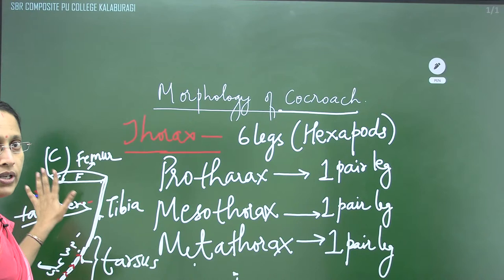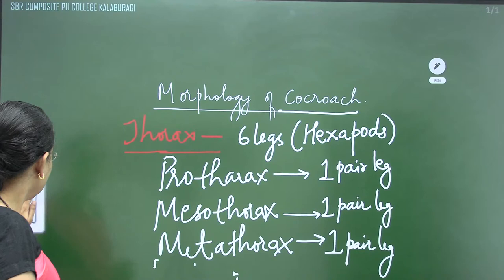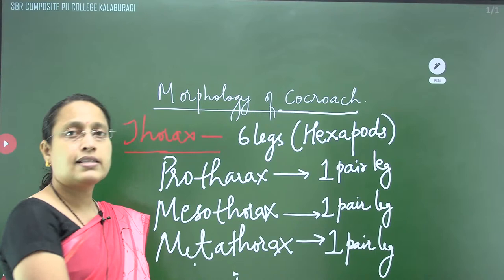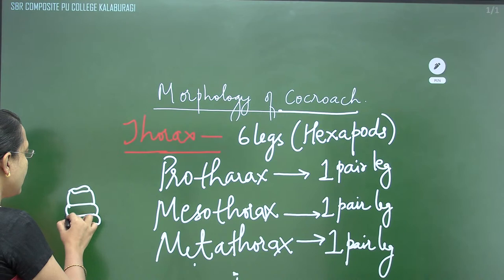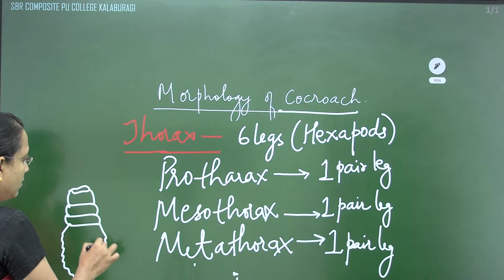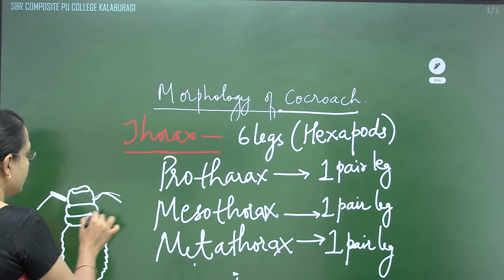Understand? So where are these legs present? They are present where the legs are attached. They are not attached to the head or abdomen. The legs are attached to the thoracic regions. So the head, prothorax, mesothorax, metathorax, and of course the 10 segments of the abdomen. So here the legs are going to be attached. So these are the jointed legs.